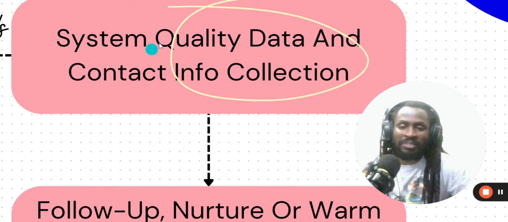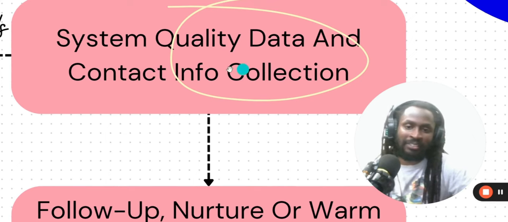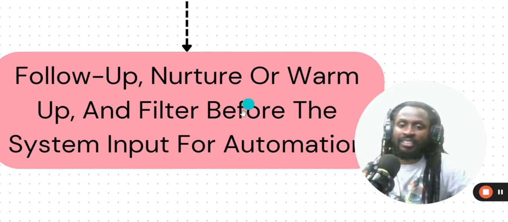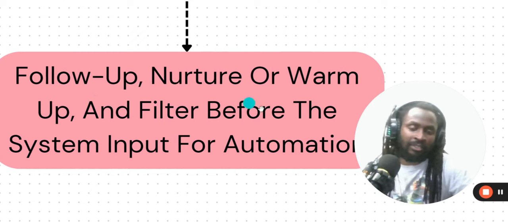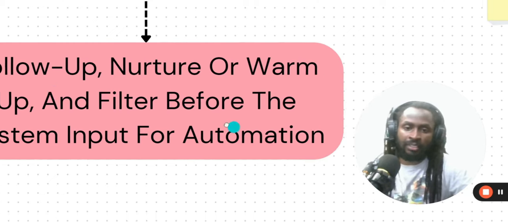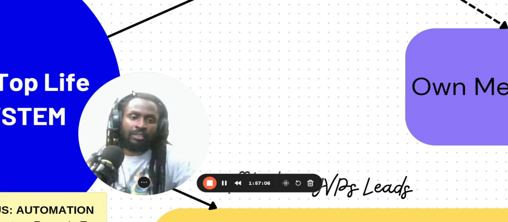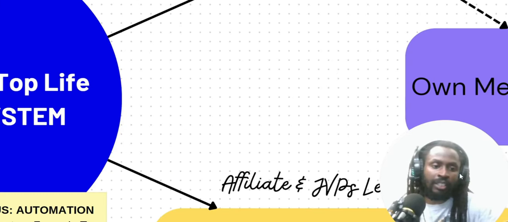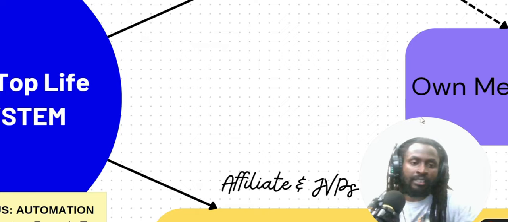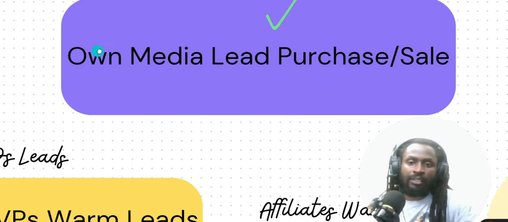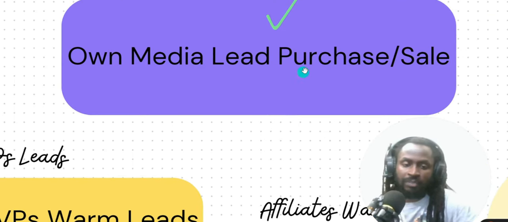So once you qualify the lead, they go into the system, collection, and then they can be followed up, nurtured, and filtered before the system automation input and everything. And the end goal of it is to convert. So that's pretty much it.